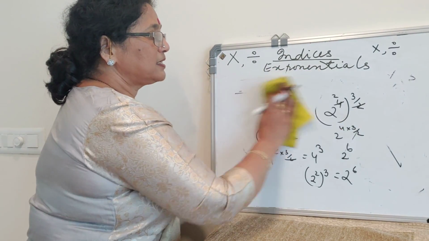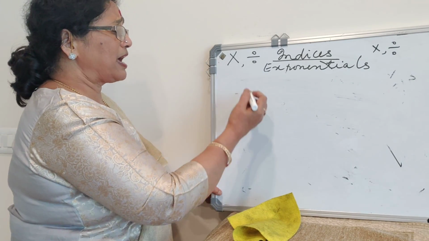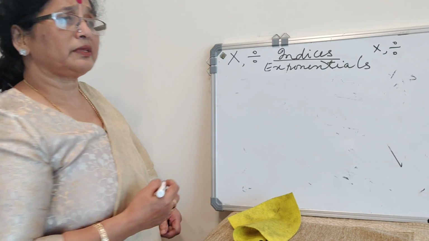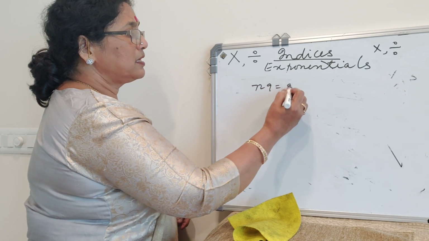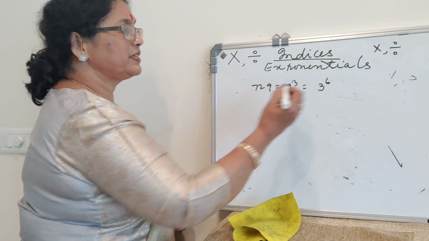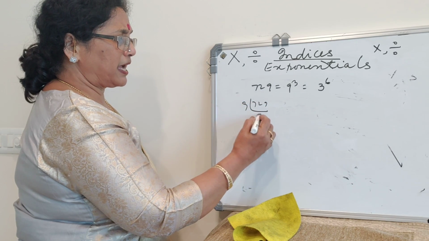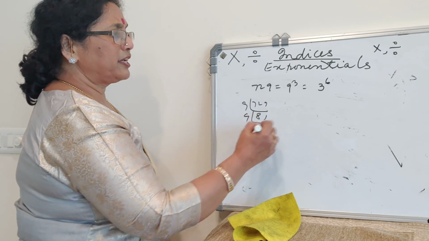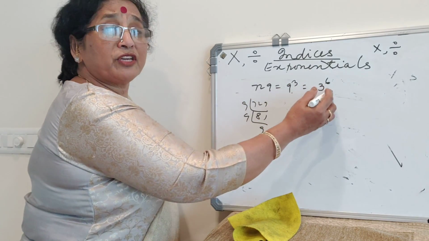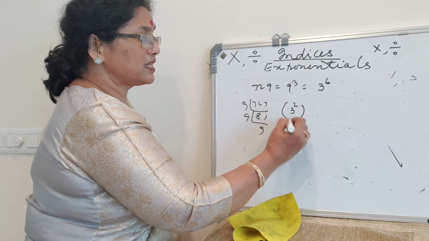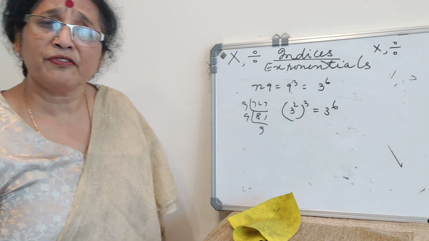If somebody says prove that 729 is what power? Suppose you have 729, that is 9 cube. Prove that 729 is 9 cube and is also 3 to the power of 6. Of course, you can keep on dividing by 9, 81, 9 and 9, so 9 cube. 9 into 9 into 9 is 729. Now prove it is 3 to the power of 6. So 3 square is 9, and power raised to power we multiply. Therefore, it is 3 to the power of 6.